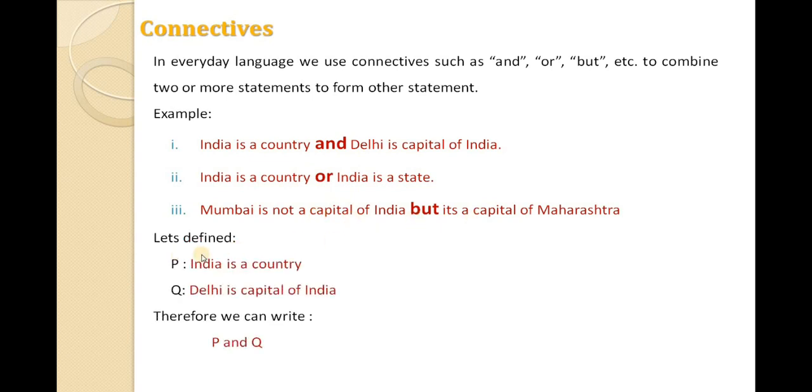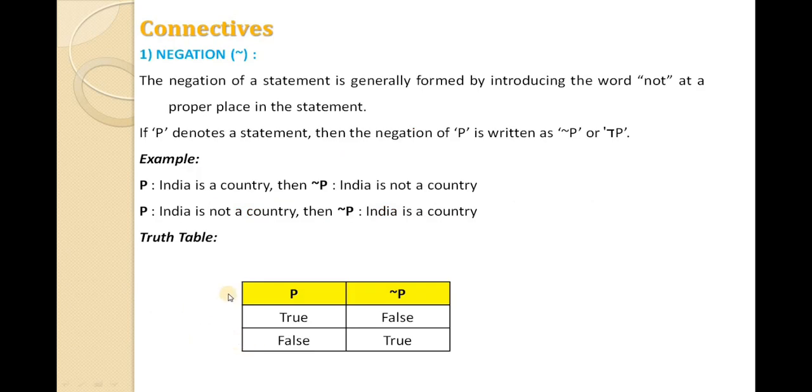Let's define. Suppose we have considered that P is one statement, India is a country, and Q is the second statement, that is Delhi is the capital of India. Therefore, we can write P and Q. We'll discuss all the connectives.